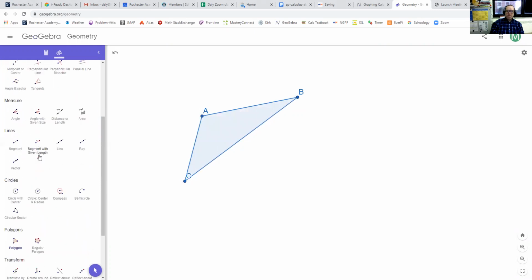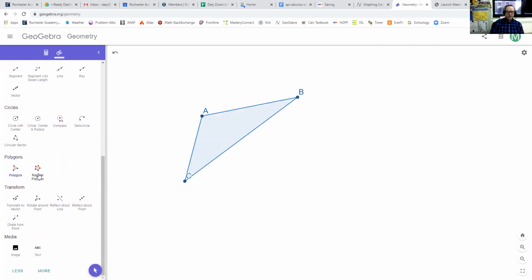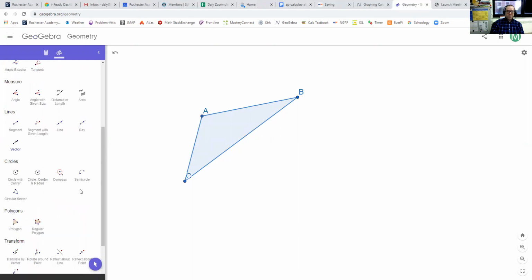And now we're going to talk about translations. To specify a translation, I am going to create what's called a vector. We didn't talk about vectors when we talked about segments and lines and rays, but a vector is kind of a combination of a ray and a line segment. So it's got a distance and it has a specific direction. Like saying move 3 points over and 2 points down is an example of describing a vector.